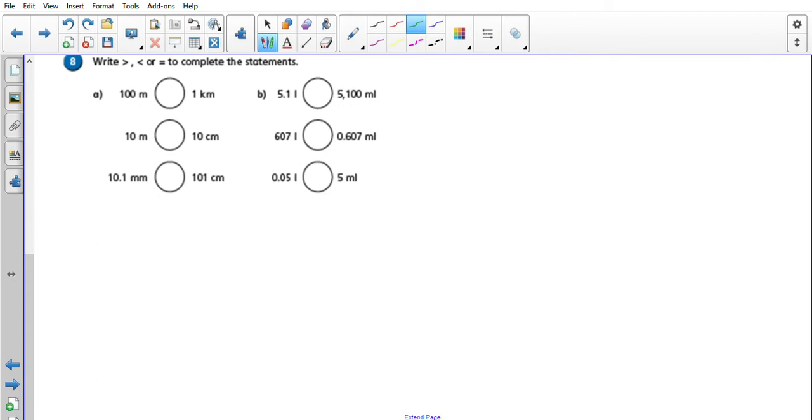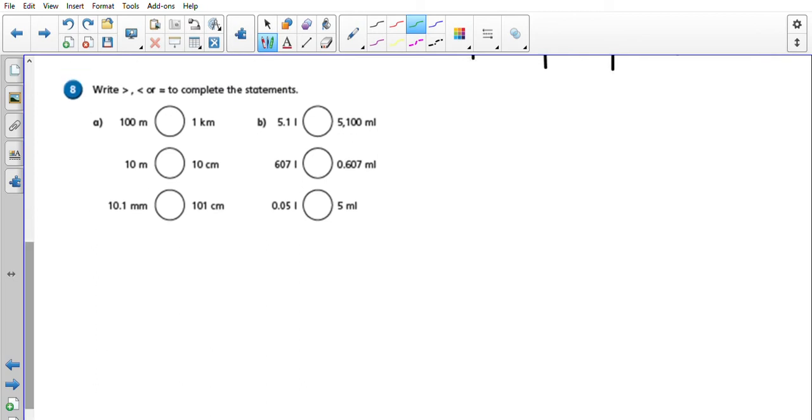Okay, question number 8 is asking us to use our comparative signs greater than, less than, or equal to complete the sentences. So thinking about this is just applying our conversions. 100 meters and a kilometer, or 100 meters is less than a kilometer. So it needs to go like that. 10 meters and 10 centimeters. Well, we know that 10 meters is greater than 10 centimeters.